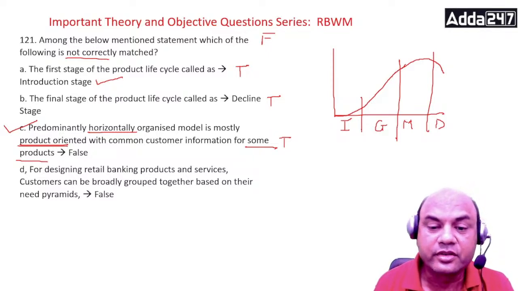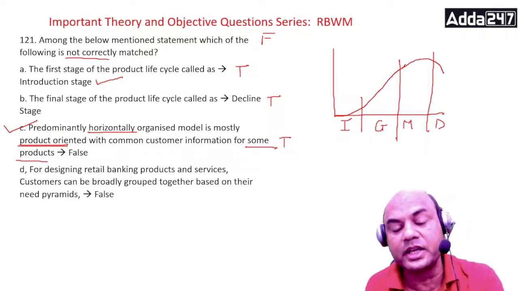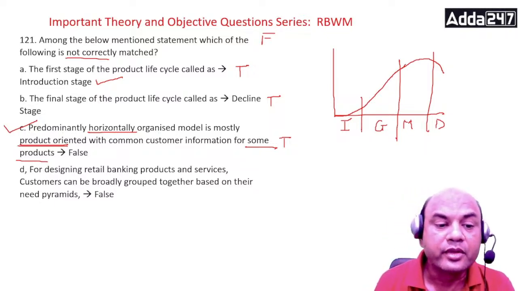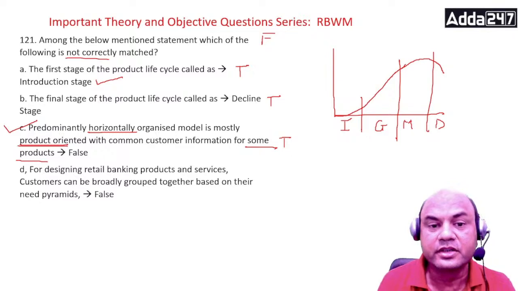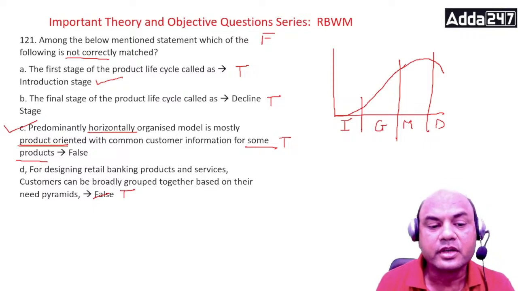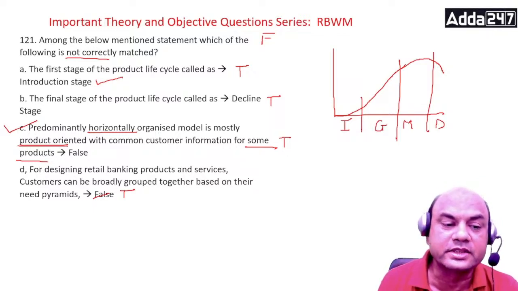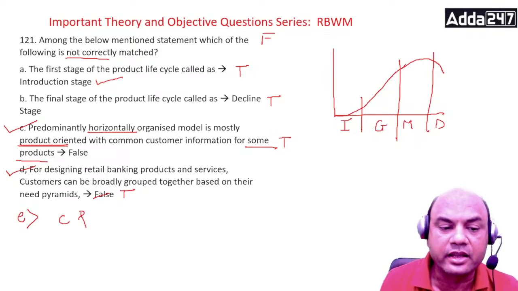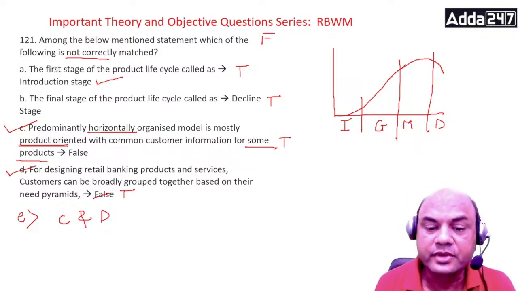And what about this last one? For designing retail banking products and services, customers can be grouped together based on their need pyramids. So which of them is not correctly matched? This should be true. They are grouped based on their need pyramid. So that is also true. So the answer will be D also. So an E option should be there, both C and D. So both will be correct over here. So C and D. D is also correct.